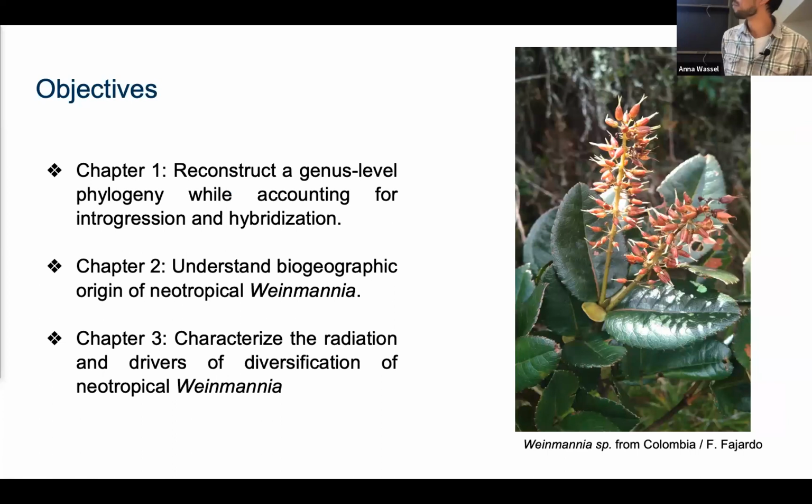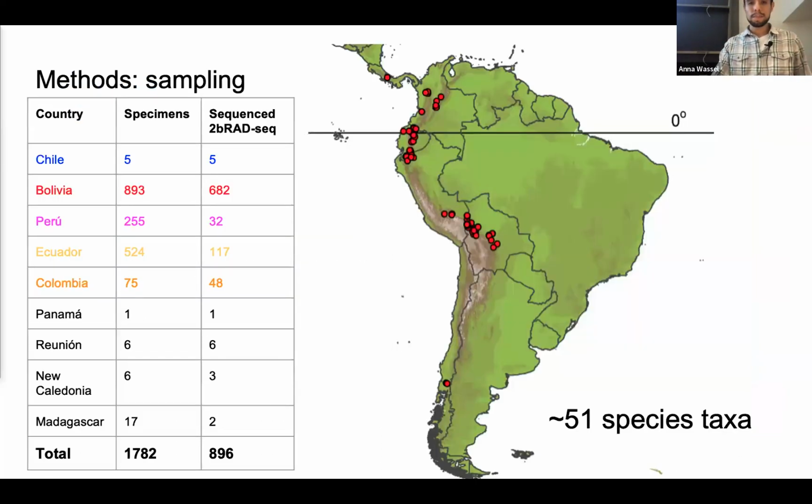So here are my objectives. For chapter 1, I plan to reconstruct a genus level phylogeny while accounting for introgression and hybridization. Chapter 2 will be related to the understanding of biogeographic origin of Weinmannia. And chapter 3 to characterize the radiation and drivers of diversification of Weinmannia.